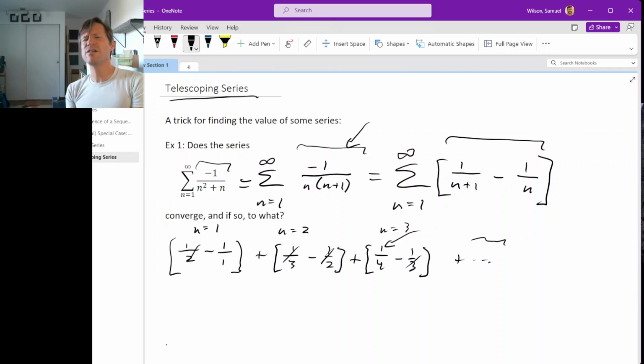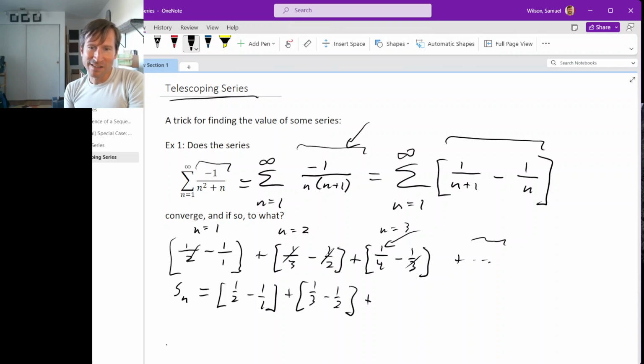So that's the intuitive idea, but we need to be a little bit careful to make sure we don't make any mistakes about what is happening with this series. When I say be a little bit careful, what I mean is let's actually write down the nth partial sum and make sure that we know what happens to the limit of the nth partial sum. So the nth partial sum is going to be 1/2 minus 1 over 1, plus 1/3 minus 1/2, plus, and so on, down to the nth term. And the nth term is going to be 1 over n plus 1 minus 1 over n.